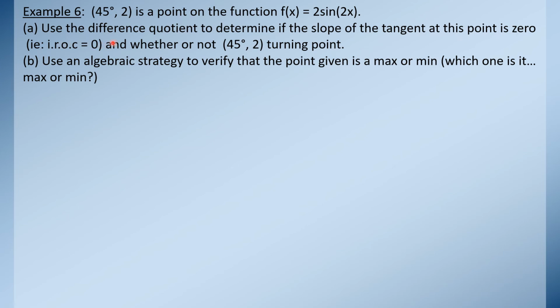So remember what we just talked about? We want to see if this is a turning point. This is actually what the question is asking. Is 45, 2 a turning point? If it's a turning point, its slope would be 0. How do we do that?